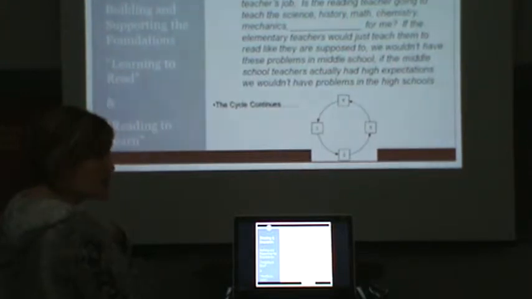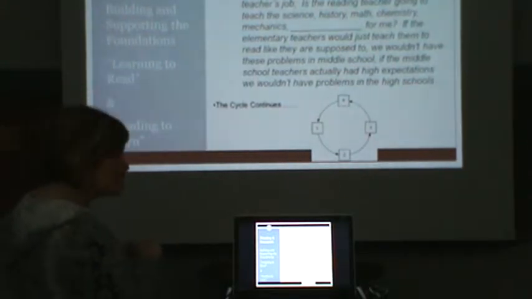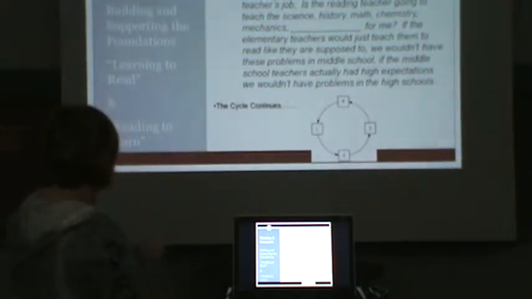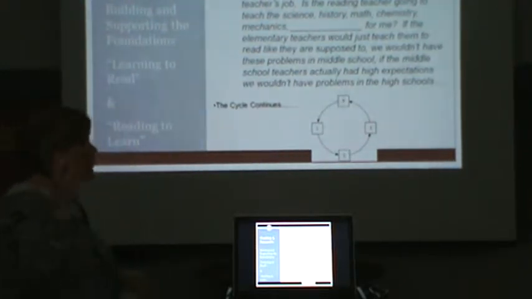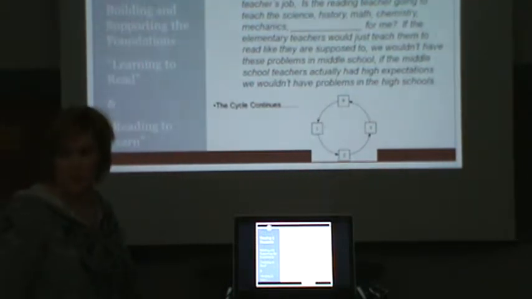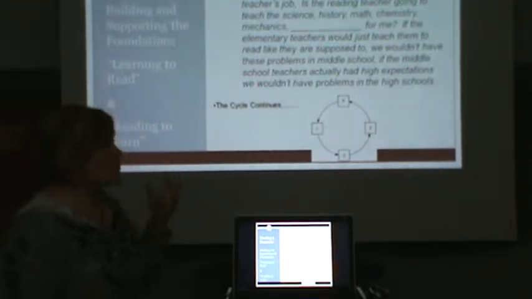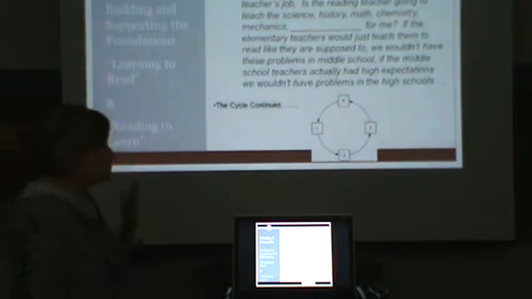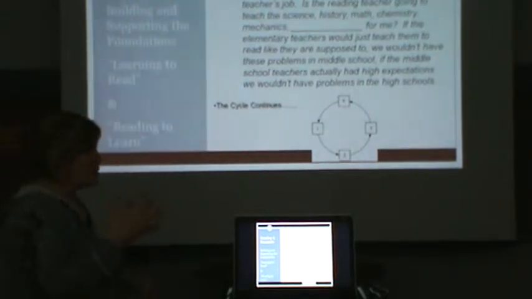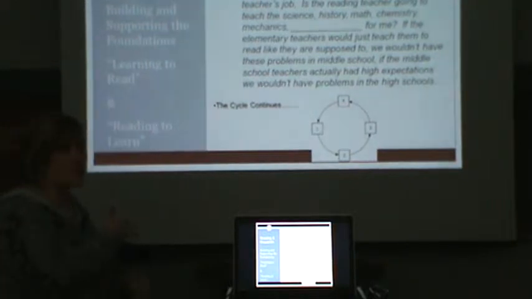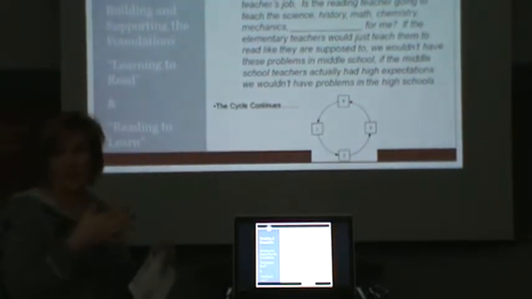If they would teach them to read, then I wouldn't have to teach them to read because my job is to teach them science. If the elementary teachers would do what they're supposed to, then we wouldn't have a problem in the middle schools. And if the middle school teachers would do what they're supposed to, we wouldn't have a problem in high school. Isn't that true? If the middle school teachers actually had high expectations, we wouldn't have a problem in high school. And then the cycle just keeps going back, whose fault is it, who's supposed to teach what, when really and truly, if we put the students as our focus, we're going to all work together to teach and accomplish the goals.